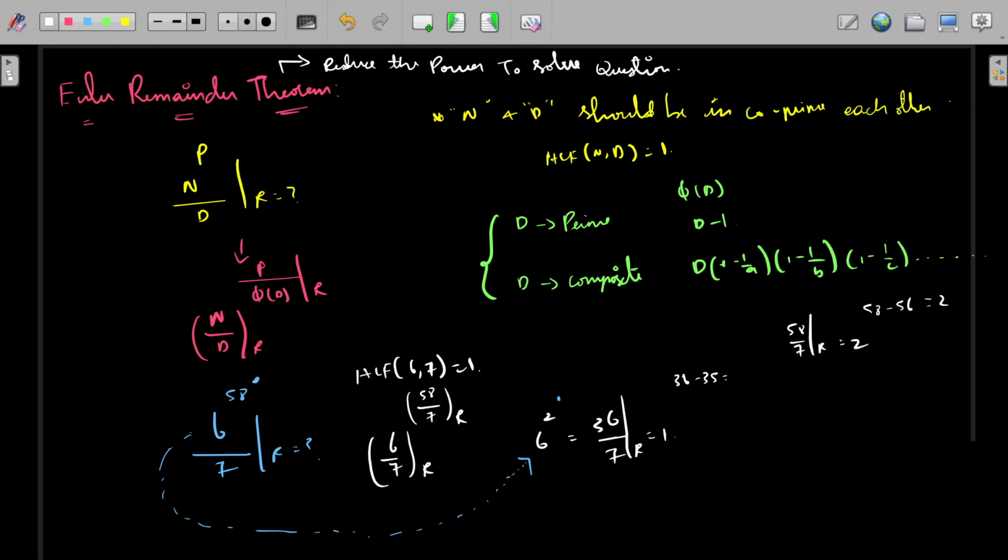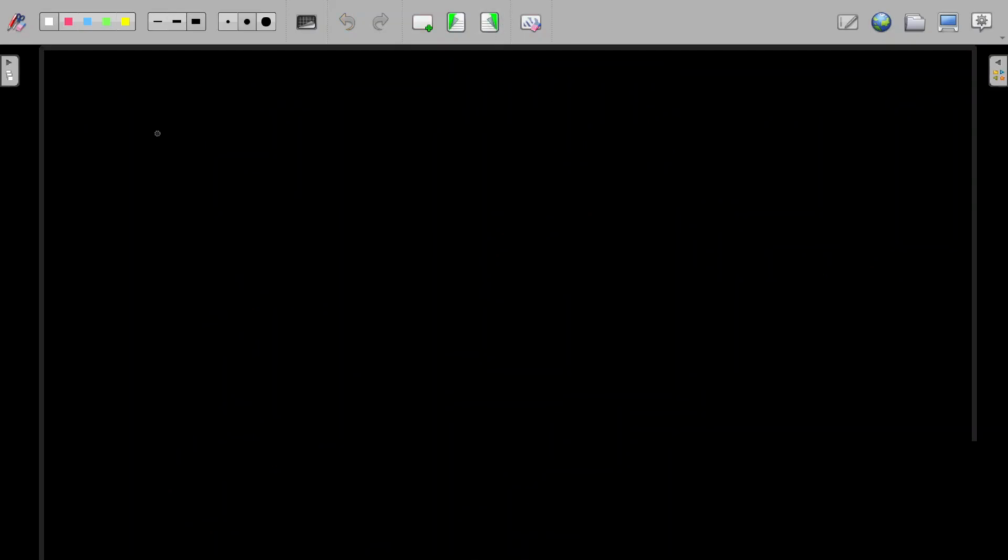There is another concept called reverse Euler, which we are going to discuss while we are solving questions. As of now, just learn this. I will go to the next slide.